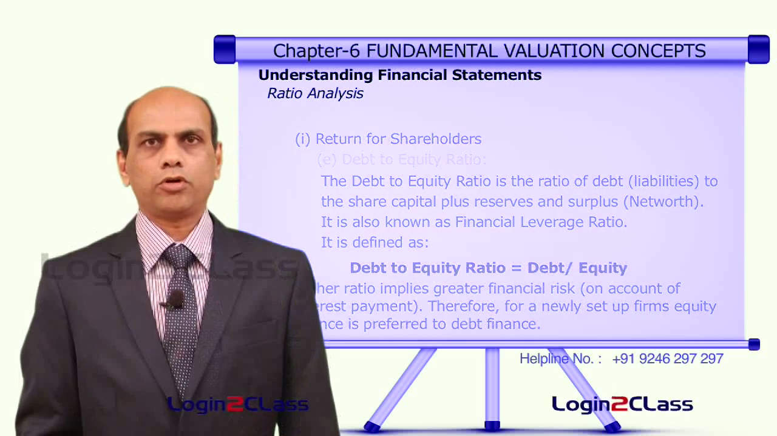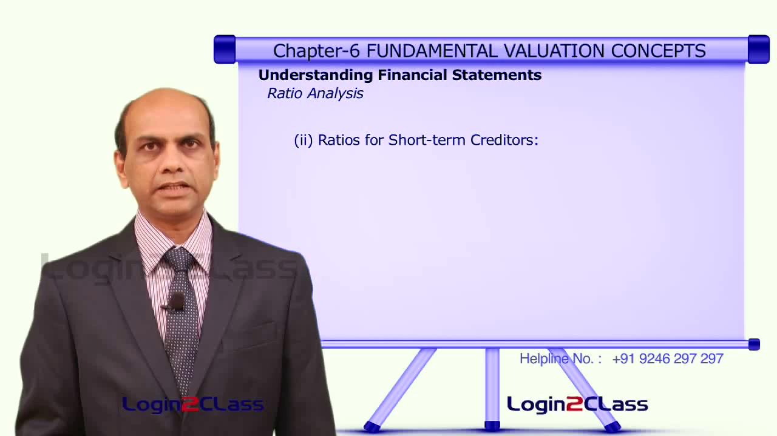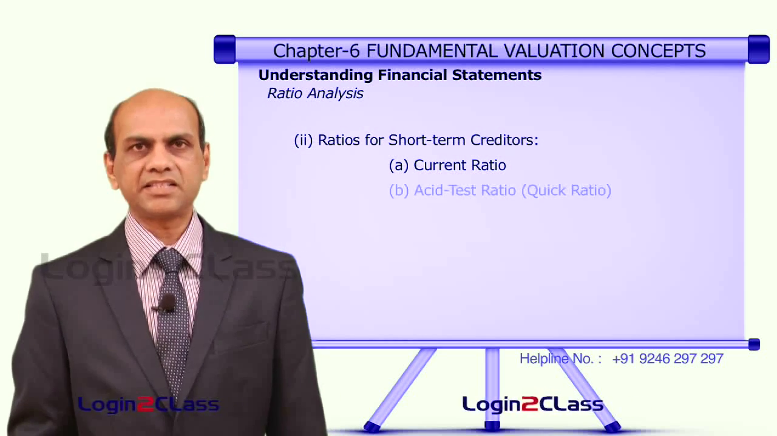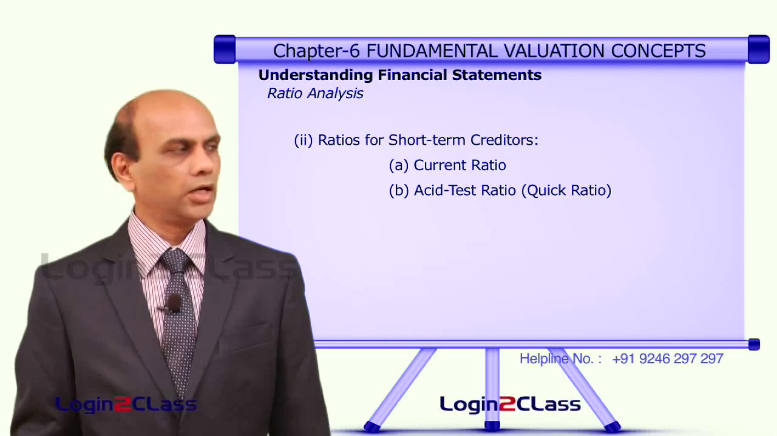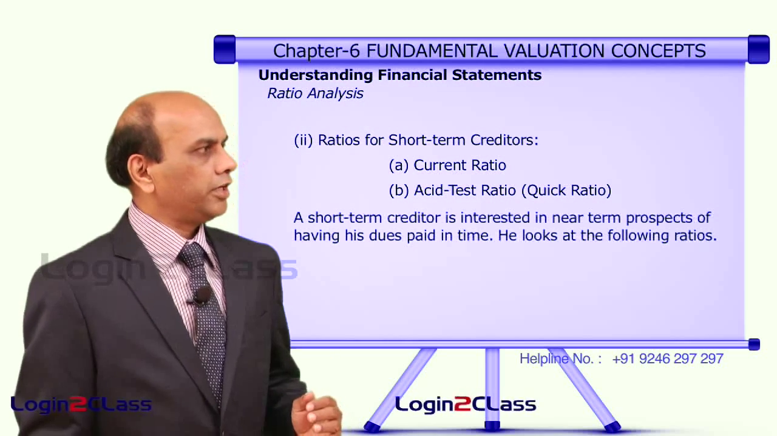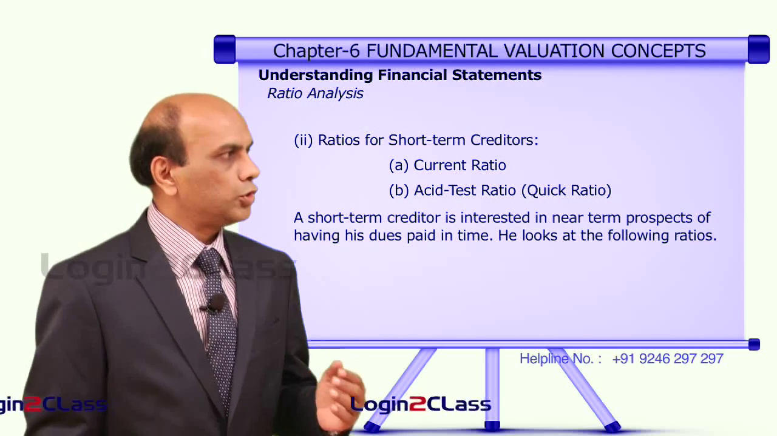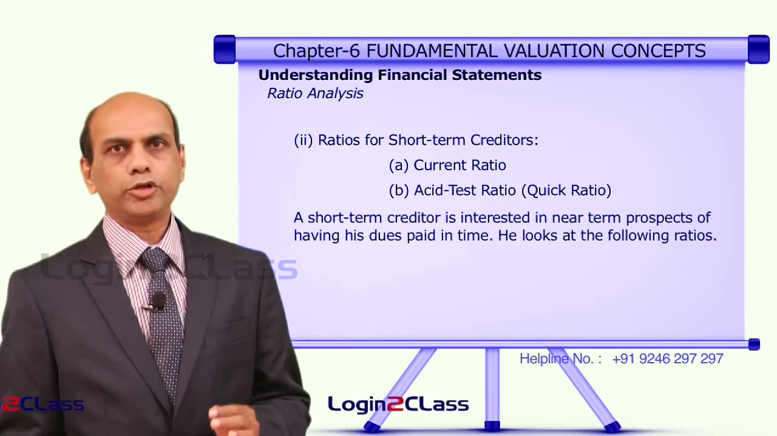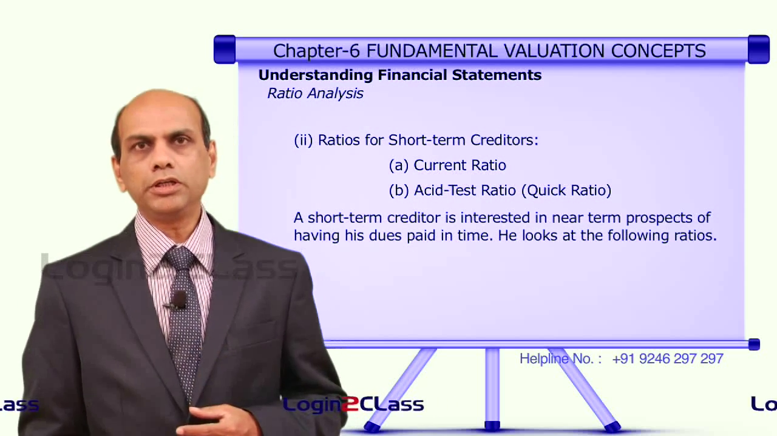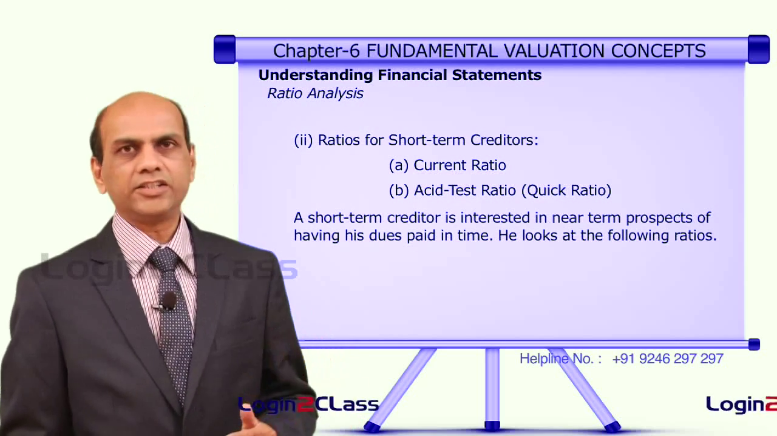Now, ratios for short term creditors. There are two ratios in this particular category. One is the current ratio and the second one is acid test ratio, or popularly known as quick ratio. Now, a short term creditor is interested in near term prospects of having his dues paid in time by that particular company. So, when a short term creditor is lending a credit to a company, he looks at these two ratios, that is current ratio, acid test ratio.